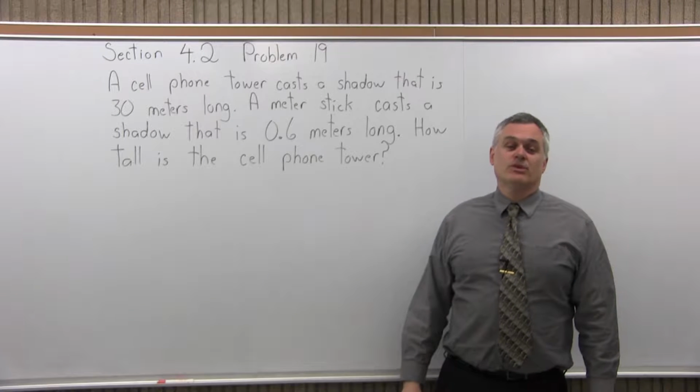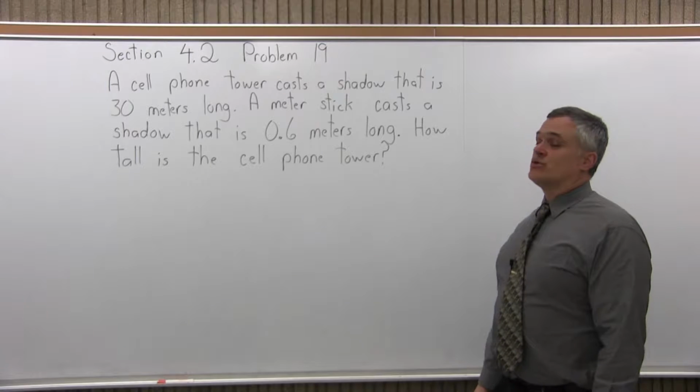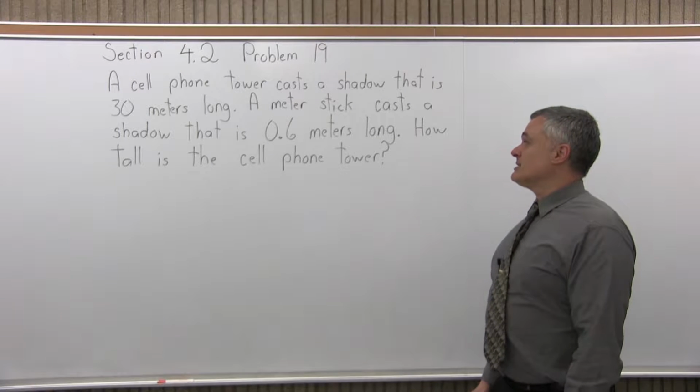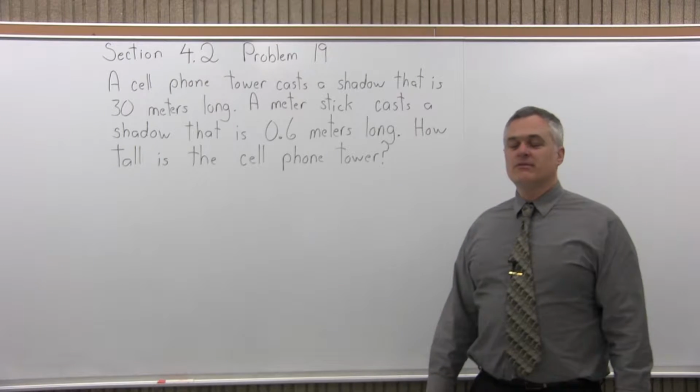This is Section 4.2, Problem 19. It says a cell phone tower casts a shadow that is 30 meters long. A meter stick casts a shadow that is 0.6 meters long. How tall is the cell phone tower?